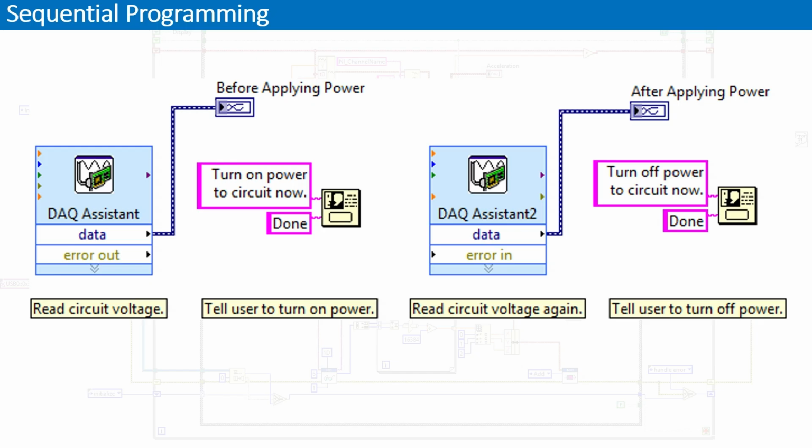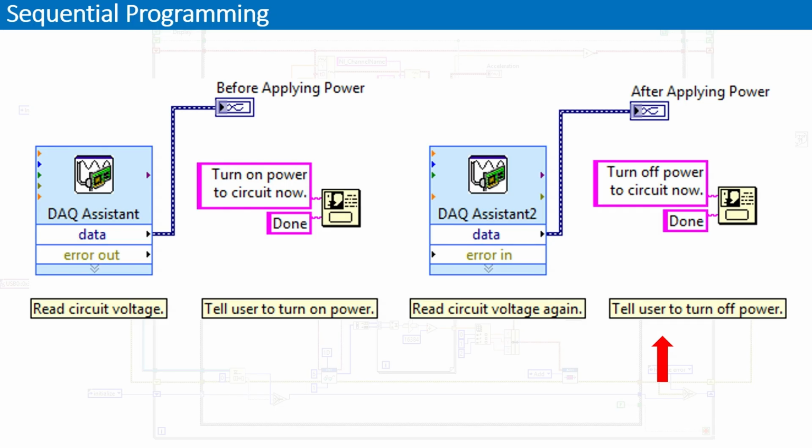Sequential programming is a fundamental programming approach. In this example, the process consists of 4 steps. First, the circuit voltage is measured. Second, the user is prompted to turn on the power. Third, the circuit voltage is measured again. And finally, the user is instructed to turn off the power.